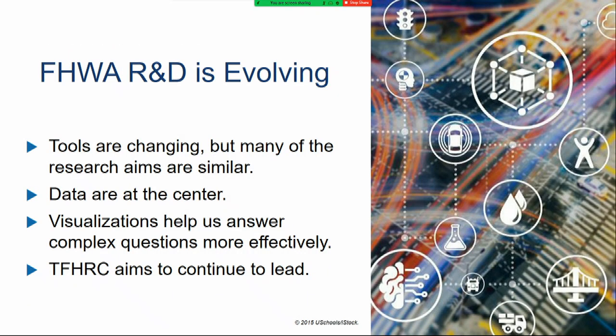So to wrap it up, I just want to reiterate that research and development is changing, and at Federal Highways, we're trying to change with it. The tools are changing. Even though many of the research aims are still the same, safety is still our number one priority. We still have a lot of work to do there. We still want things to be moved efficiently. We want our infrastructure to be resilient. But we have new tools to look at those same questions. Again, data is at the center of a lot of that, and being able to visualize that data and share that data in useful ways is going to be very important.